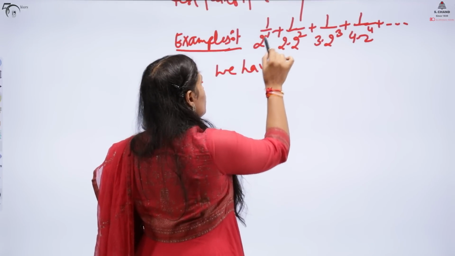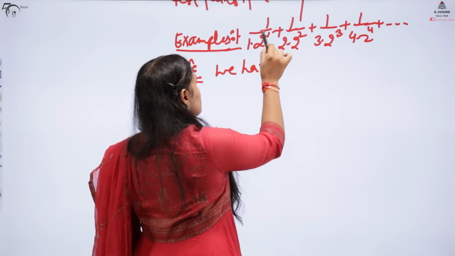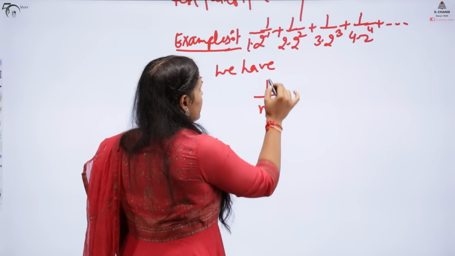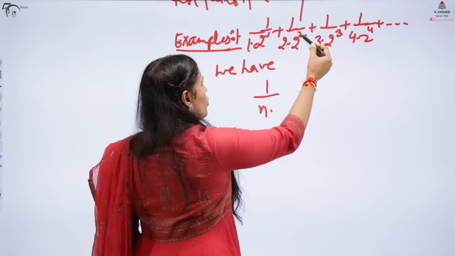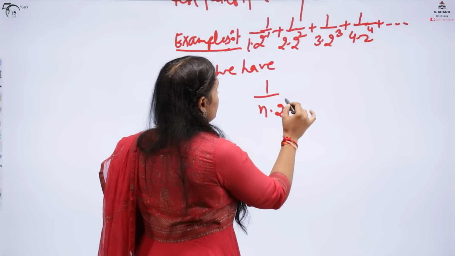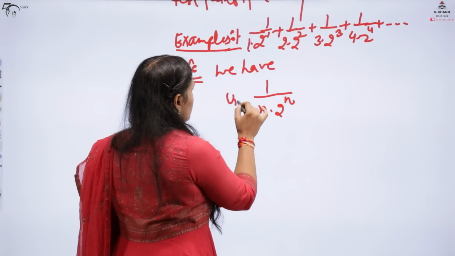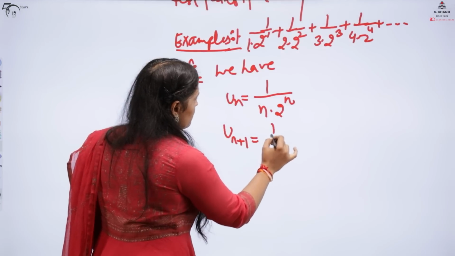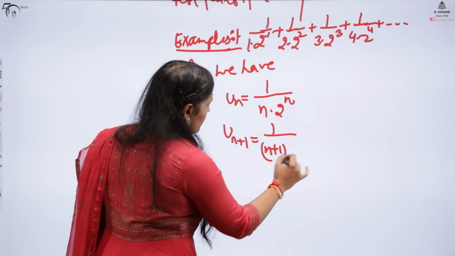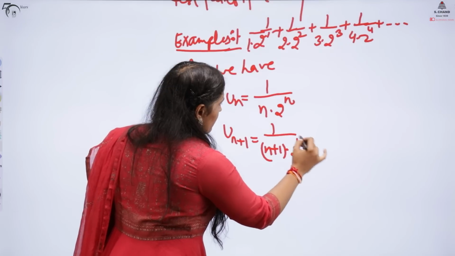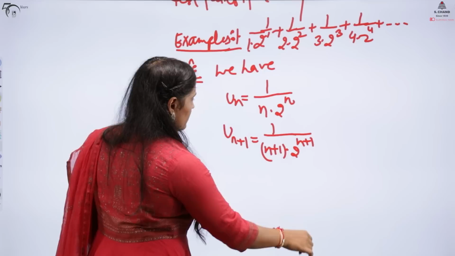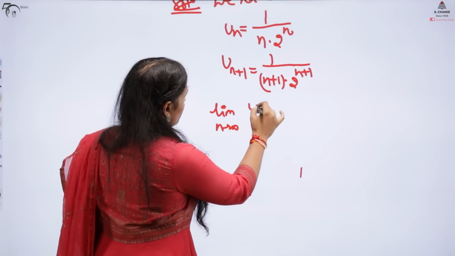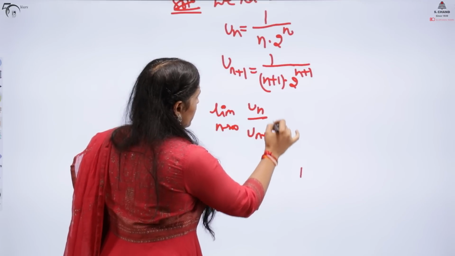So the numerators are 1, 2, 3, 4, which means the first part will be n. Then the denominators are 2 power 1, 2 square, 2 cube, so this will be 2 to the power n. So this is your un. So what will be un plus 1? Simply replace n by n plus 1. Take the limit, divide. So limit n tending to infinity un upon un plus 1.